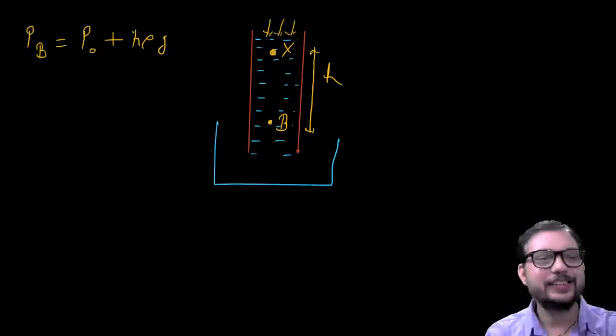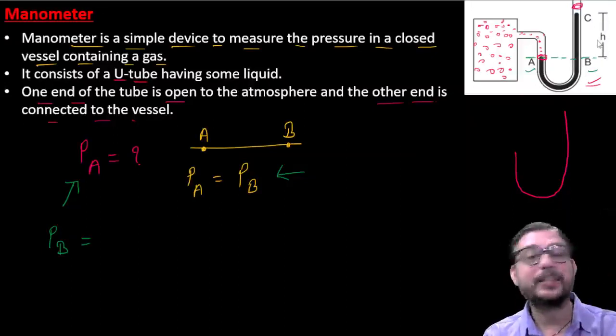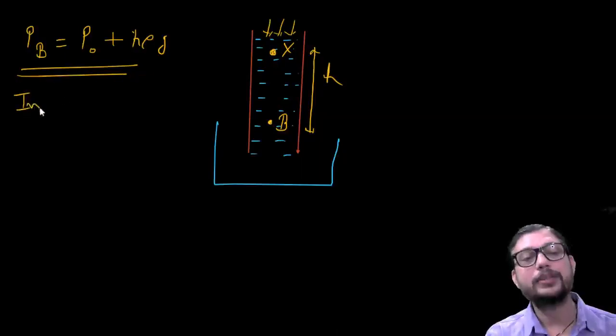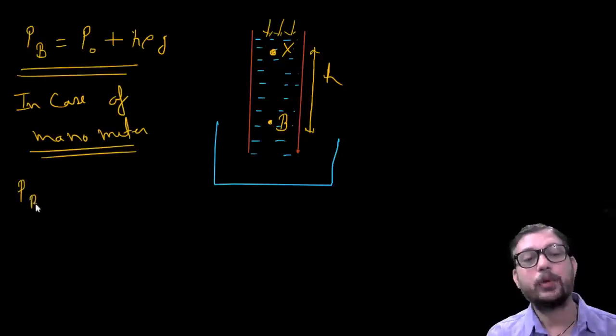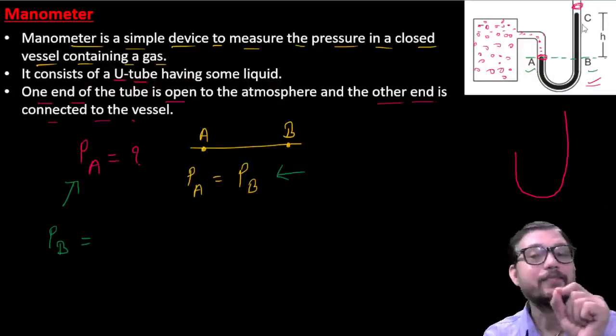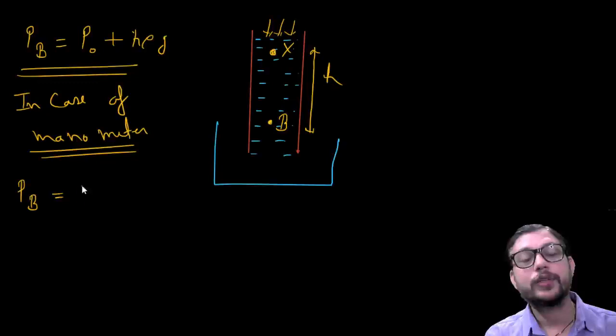So you can see in this diagram that the point C and the point B have a separation H. It means point B is H units below point C. Okay, so by using the same concept we can write in case of the manometer, we have point C, point B, and you can see that point C feels the atmospheric pressure. So we can write that the atmospheric pressure means the pressure at point C plus H rho G.